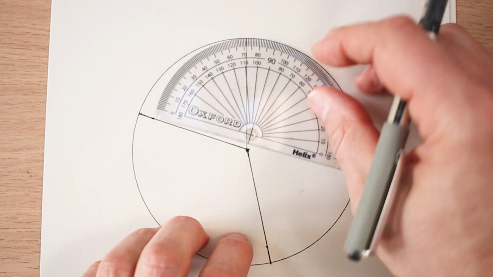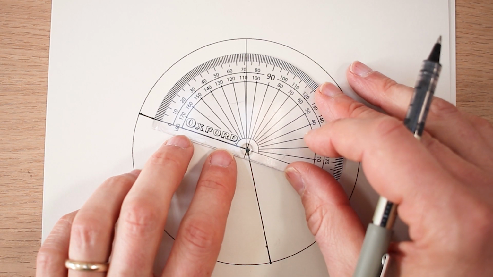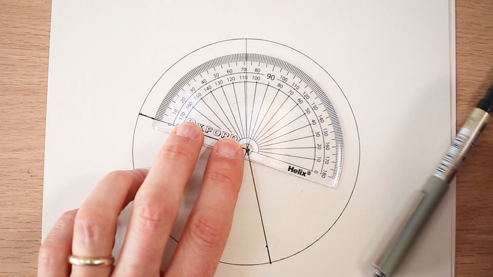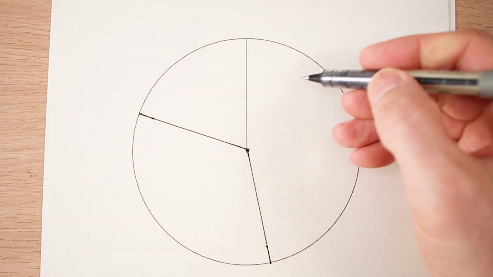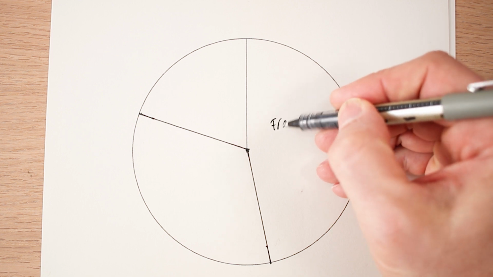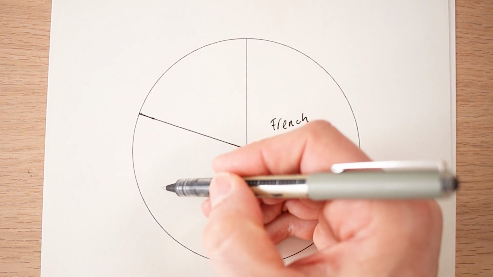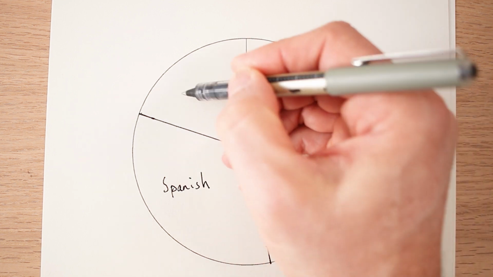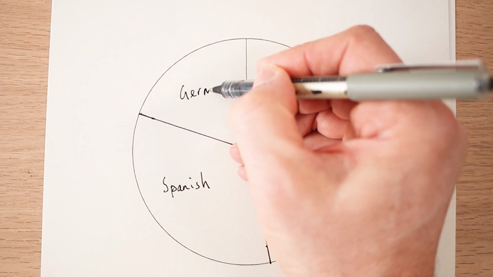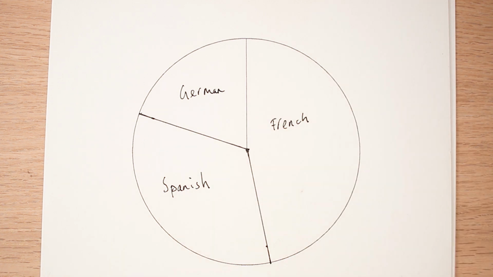So that last chunk, the German, should be 72 degrees. So it's worth measuring it just to see how accurate you've been, and whether you made a sort of silly little mistake somehow with drawing your pie charts. The last thing then, before we completely finish, is to label each part of your pie chart, and you do need to do that. You will drop marks if you don't do that. So we've got the French part, then the Spanish part, and the German part.